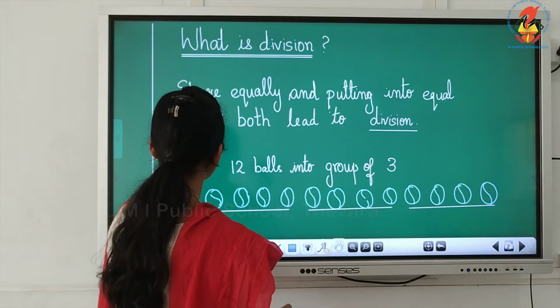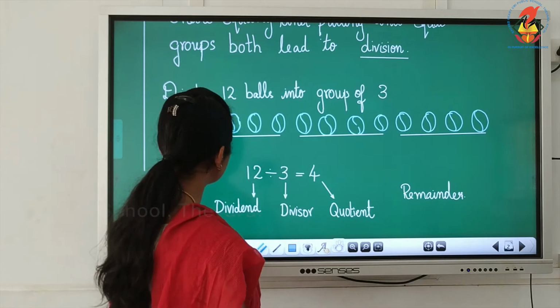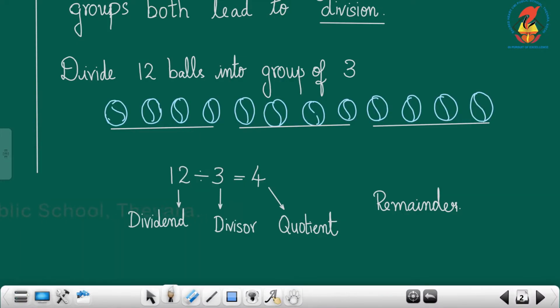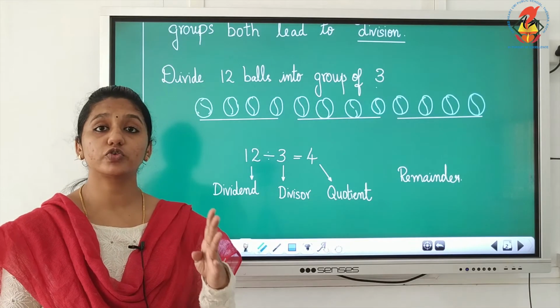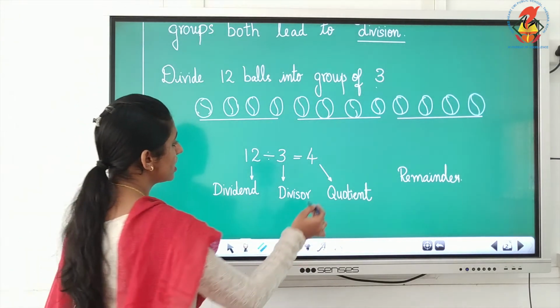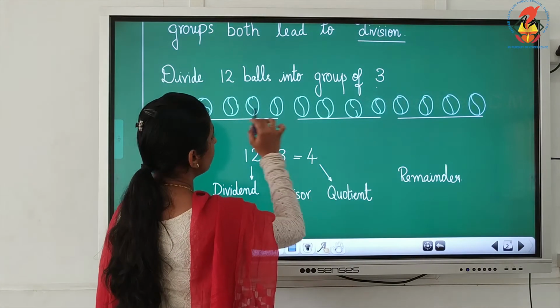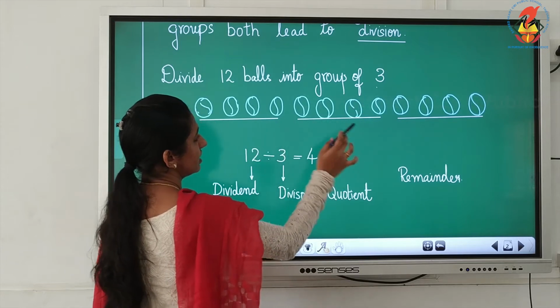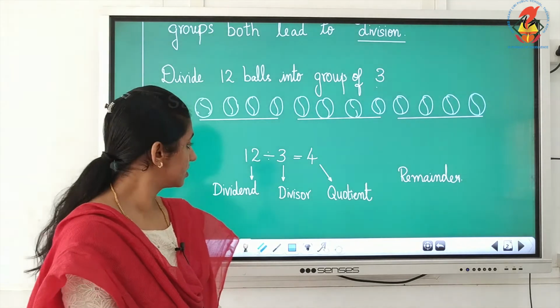So 12 divided by 3 we will get 4. Okay. So how many balls here? 12. 12 divided by how many groups? 3. In 3's table, how many times does 12 go? 4 threes are 12. So 4. Each group is carrying 4 balls. Clear?